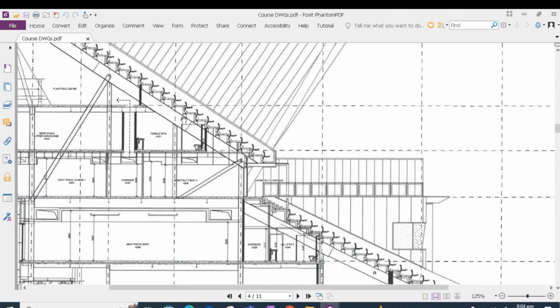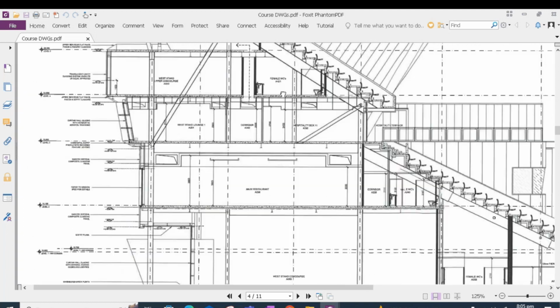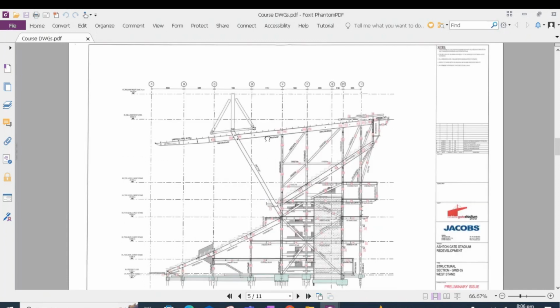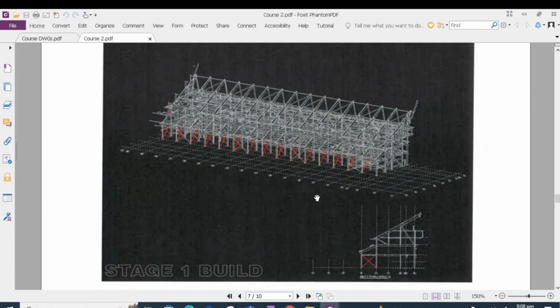All these structures are made up of steel and have got bracing provided for in-plane stability. This is the elevation frame at grid line 5, which is the gable end. We can see that there is a support system provided to transfer the reaction of the lattice girder to the ground. The construction of the Ashton Gate Stadium is as follows.